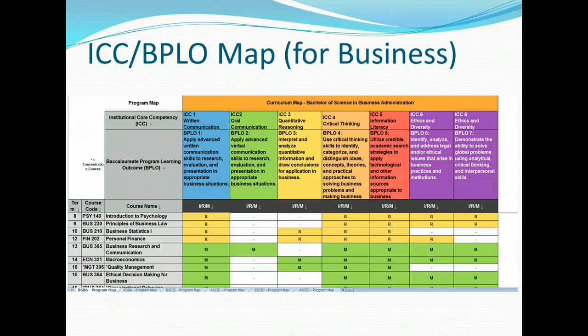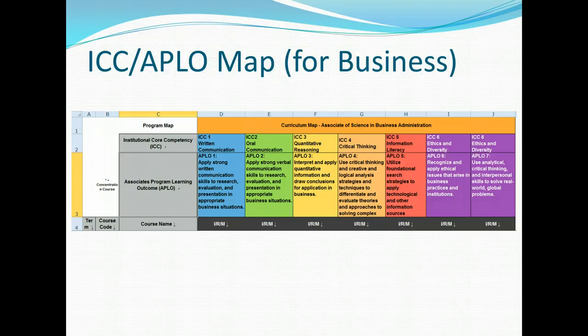You see the map here for specific classes where we are reinforcing or mastering certain of these ICCs and PLOs. The introductory level is not on this map, but we do have it. And then at the associates level, we describe these somewhat differently because the same level of learning is not achieved at the associates level as it is at the bachelor's level. And so this has been tweaked just a little bit to show the difference in the learning that's expected using the Lumina degree profile and Bloom's taxonomy.